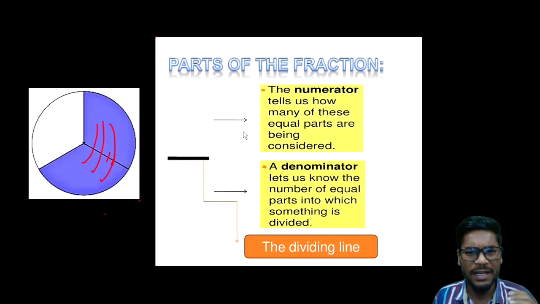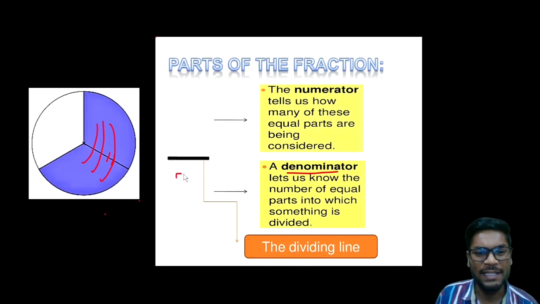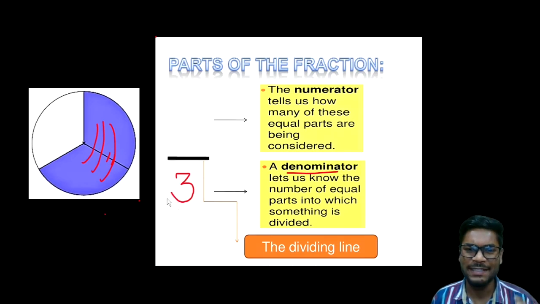Sir, how do we identify the upper or lower number? So student, listen carefully. The lower number is called the denominator. It is the number of parts into which we have divided the actual diagram. As in this case, we have divided this circle into 3 equal portions. So we write the denominator as 3, and the numerator is the number that tells how many parts we actually consider or need.